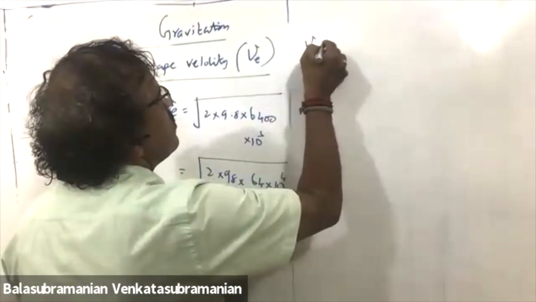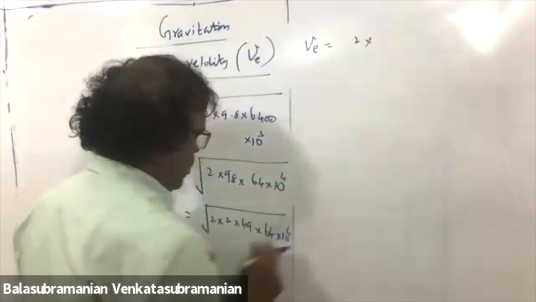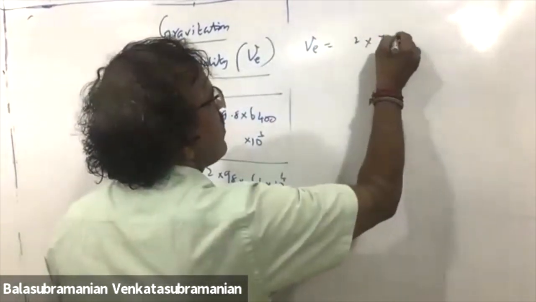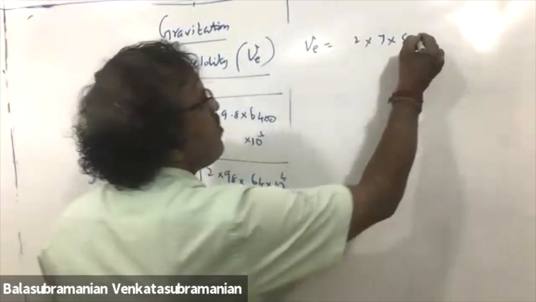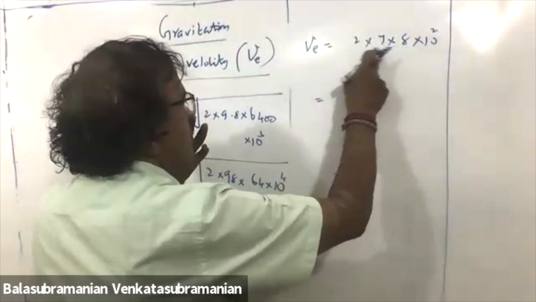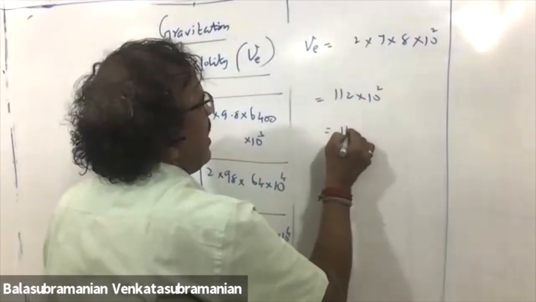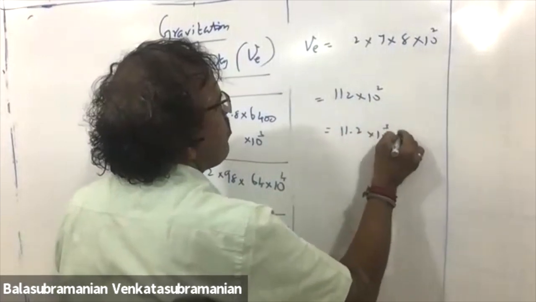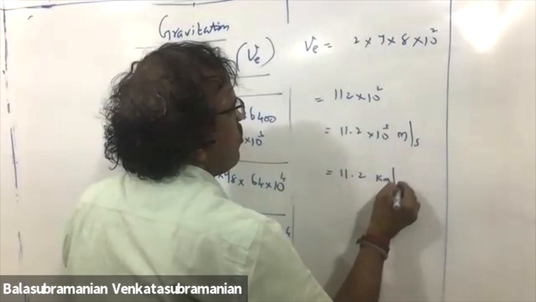So V is equal to root of 2 into 2, that is 2, root of 49 is 7, root of 64 is 8, 10 power 4, root is 10 power 2. 56 into 2 is 112 into 10 power 2, that is 11.2 into 10 power 3 meters per second, 11.2 kilometers per second.